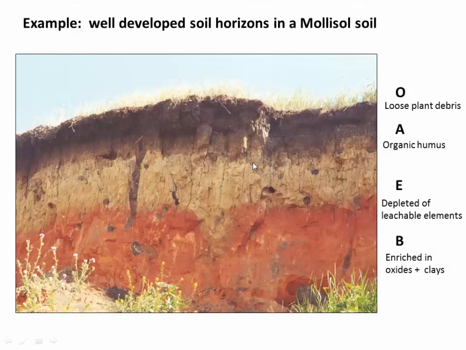So bringing this back to a real-life profile, here's an example. We've got the thin O on top with the loose plants. We've got the organic-rich A horizon, which has the broken-down humic substances. This is essentially where organic stuff is mixed in. Below that, we've got the E horizon, which is a depleted layer. And then below that, we've got the B horizon, which is enriched in oxides and clays that have been translocated downward.